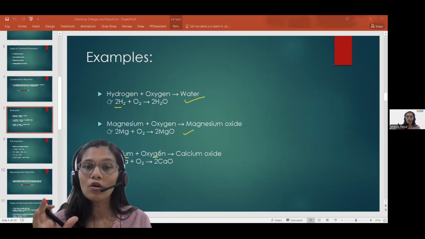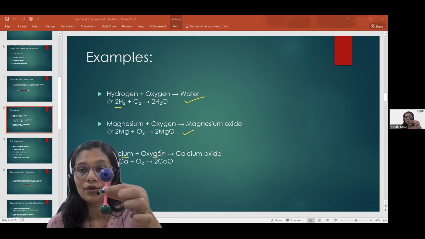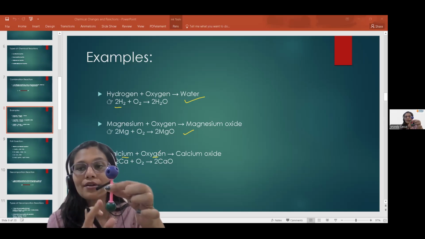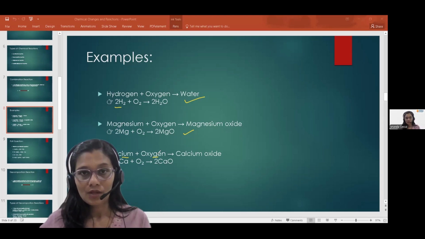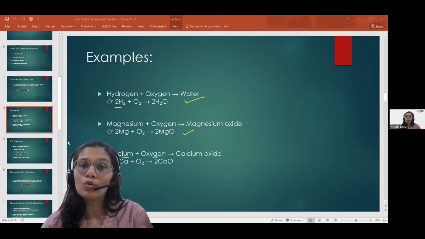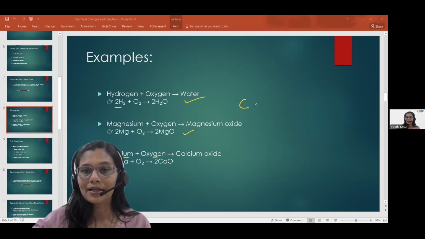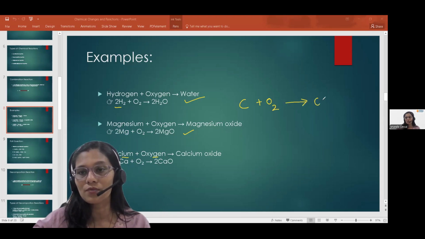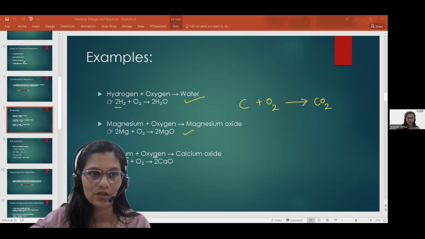Okay, so in all these examples, you can see just like a single product like this, as I have shown you, right? You can see there are more than one reactant and they are combining to form a single product. So you should always remember in combination reaction, there will be more than one reactant and there will be a single product. One more example I can give is of carbon, burning of coal in presence of oxygen. It will give us carbon dioxide. So this is also a combination reaction.